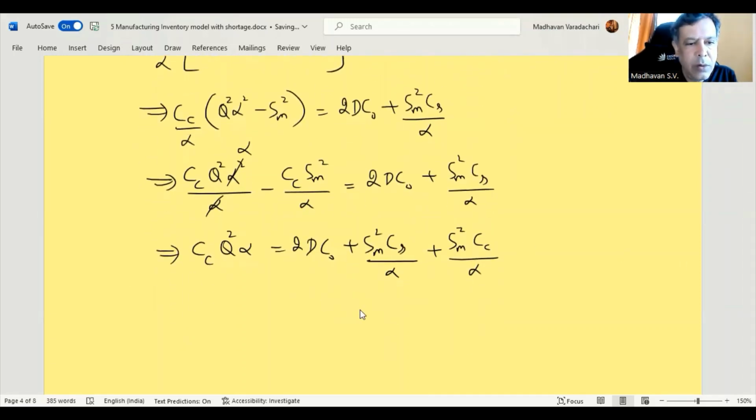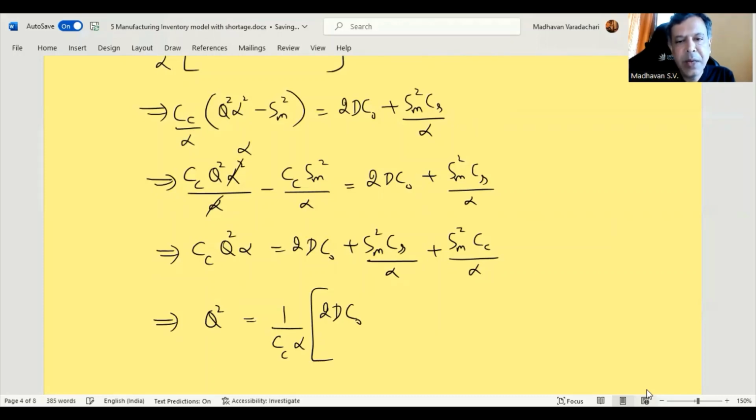Right. So now what will be Q square then? Q square will be this Cc and alpha will go to the right hand side to the denominator. So we will have 1 by Cc alpha times 2dCO. Here we may notice Sm square by alpha is common, plus Sm square by alpha times Cs plus Cc.